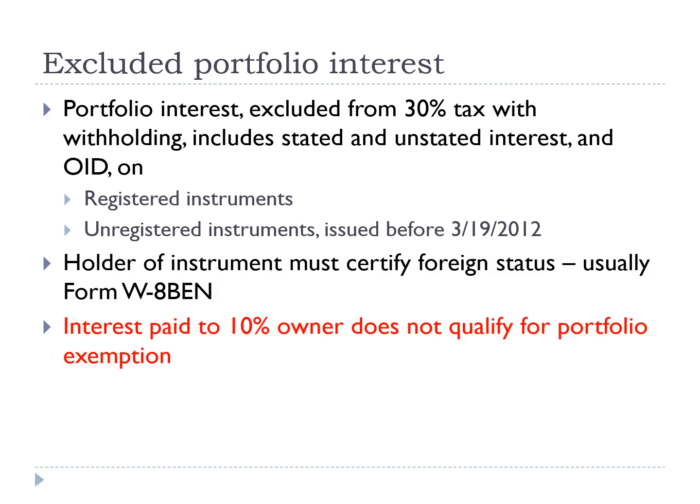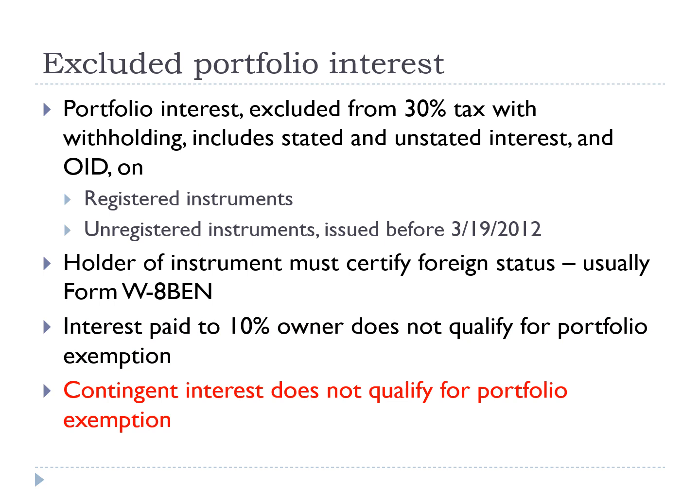Interest received by a 10% shareholder or partner does not qualify for the portfolio deduction. This interest includes OID and unstated interest. For this purpose, the ownership attribution rules at Section 318 are applied but are modified by Sections 871 and 881.